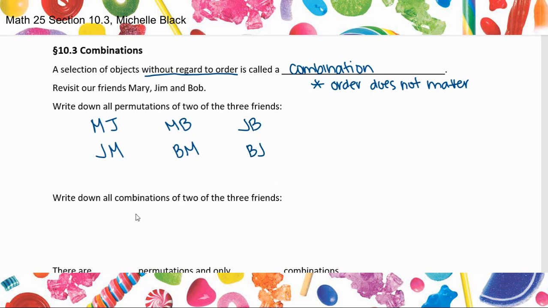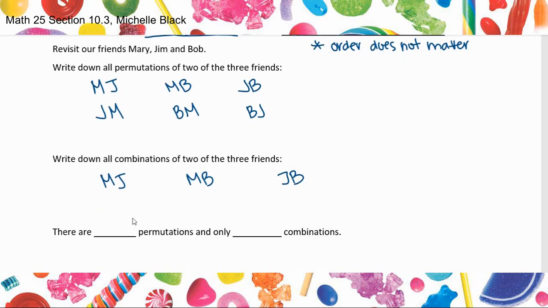For combinations, if I have the same two people in a group, I don't care what order they stand in, they're the same combination of people. So the only combinations I'm going to have are Mary and Jim, Mary and Bob, or Jim and Bob. So while there are 6 permutations, there are only 3 combinations.